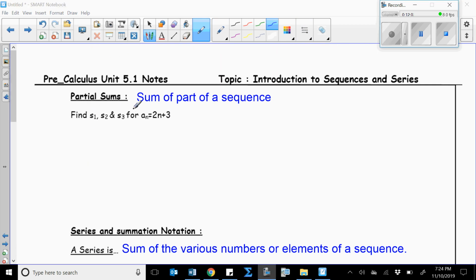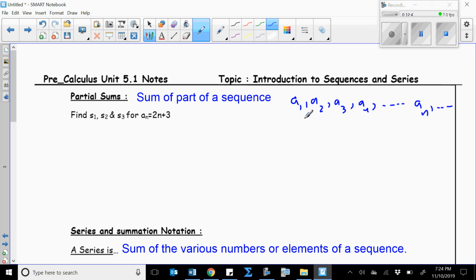Now let's talk about partial sums. A partial sum is actually the sum of part of a sequence. For example, if I have a sequence like a1, a2, a3, a4, and so on to an, and I ask you to find the sum of the first 4 terms, you're going to add a1 plus a2 plus a3 plus a4. That's called the partial sum, or sum of the first 4 terms of this sequence.